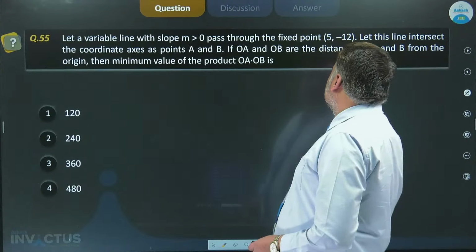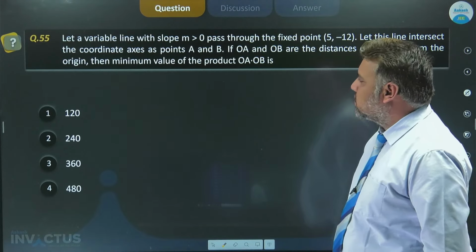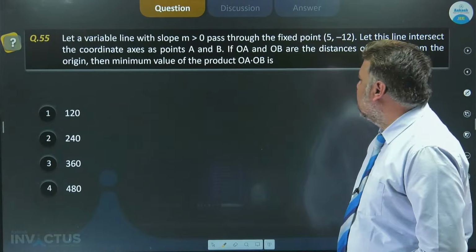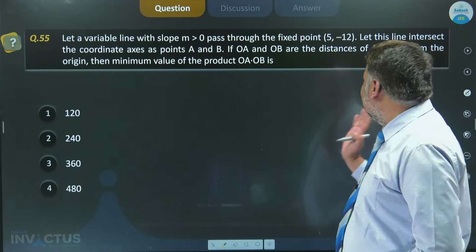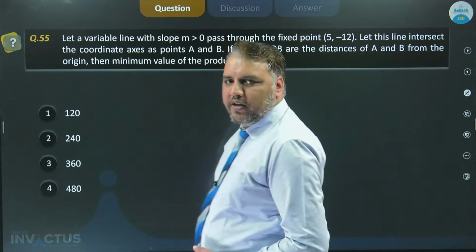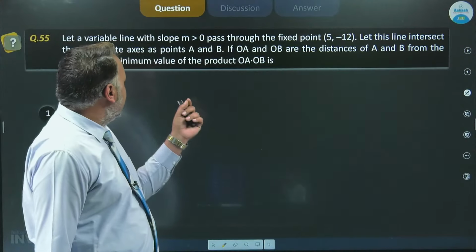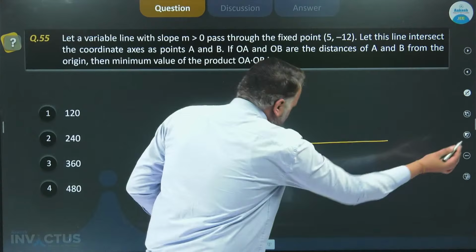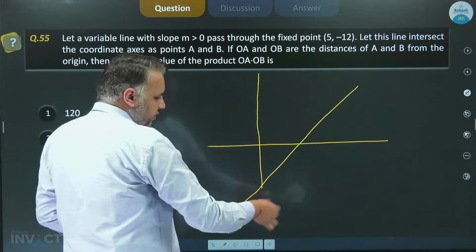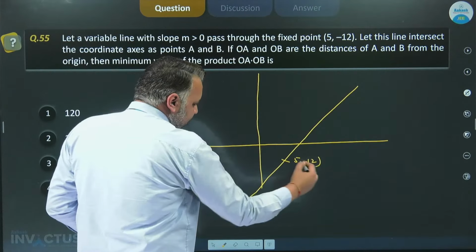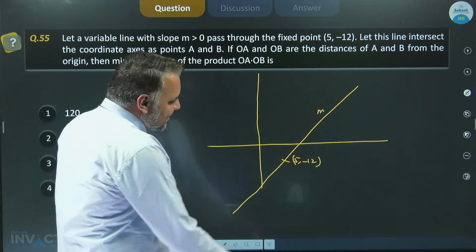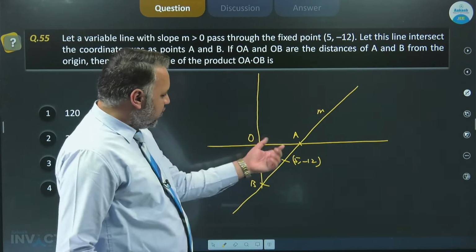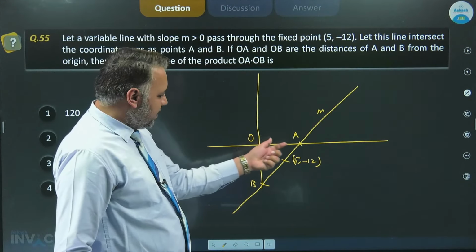A variable line which passes through the point (5, −12) having a positive slope m intersects the coordinate axes at the points A and B. If OA and OB are the lengths, the distances of A and B from the origin, we have to find the minimum value of the product OA times OB. The scenario is something like this: a variable line, slope is positive, which passes through this point (5, −12), slope is m, intersects the axes at A and B, and O is the origin. So if OA and OB are the distances, we have to find the minimum value of this product.